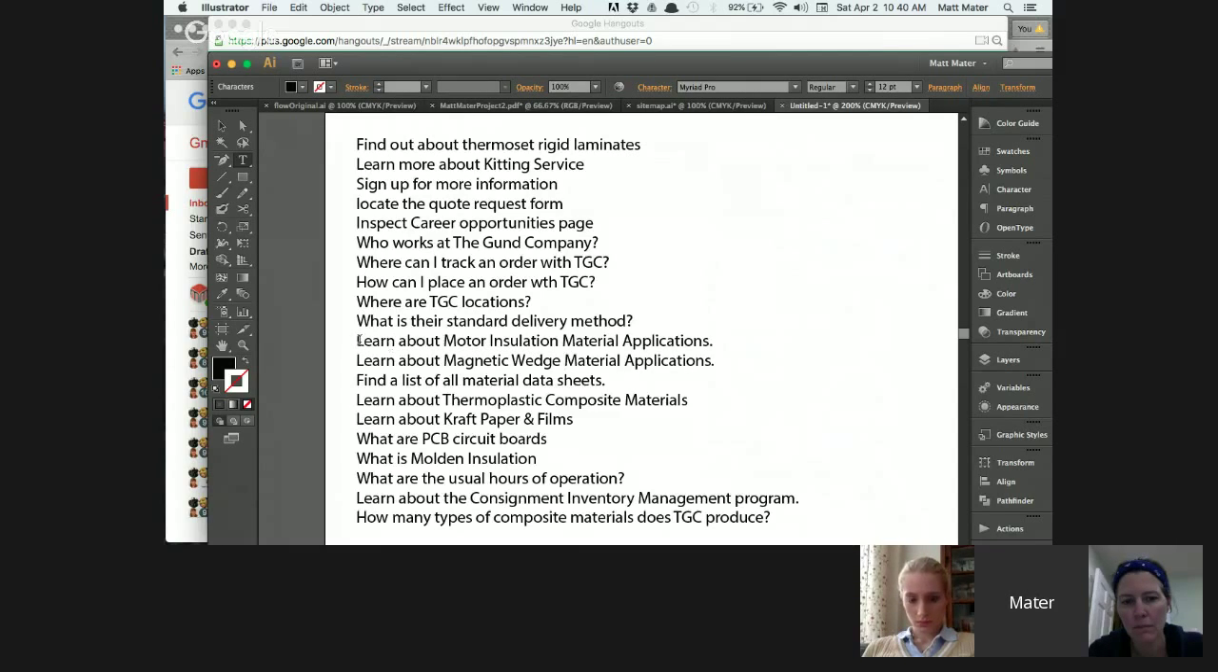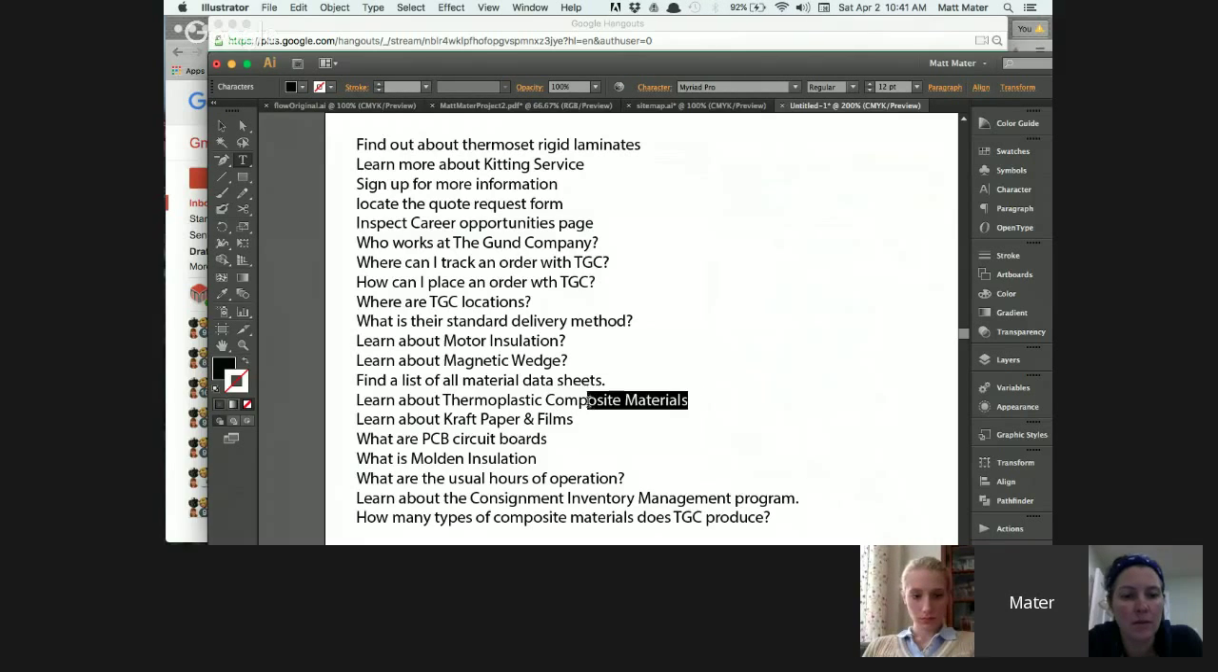So I said "learn more about motor insulation," which is under material applications, but it is a material application. If I just said "learn more about motor insulation," would that make sense? Yes. I mean, I don't know what motor insulation is, but I'm sure your testers, people that work at the company, would. Okay. So I can probably drop the hints that I have on the end. Yeah, for sure.